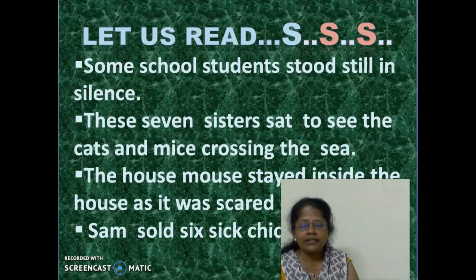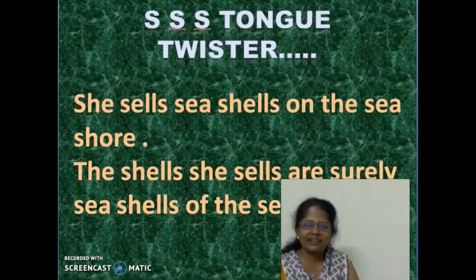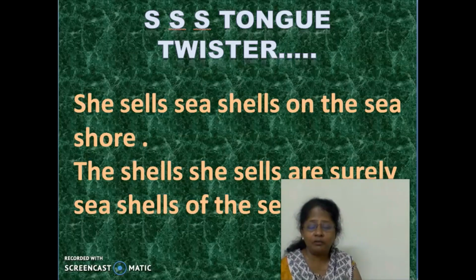Sam sold 6 sick chicks to Susie. You got it? Try to read it a little faster. And this is the trickiest one. Try to get it clear. This is between the S and SH, and children love doing it. And if you get it correctly, your phonetics classes will be really happy, joyful, and successful, right? So I'm going to read it once and you try it and say it correctly.